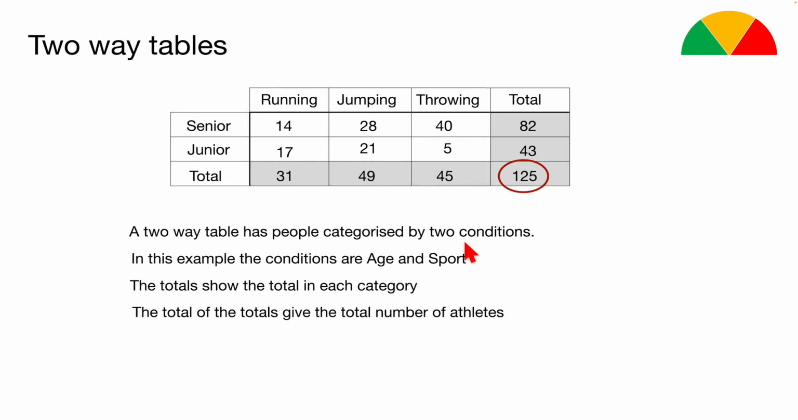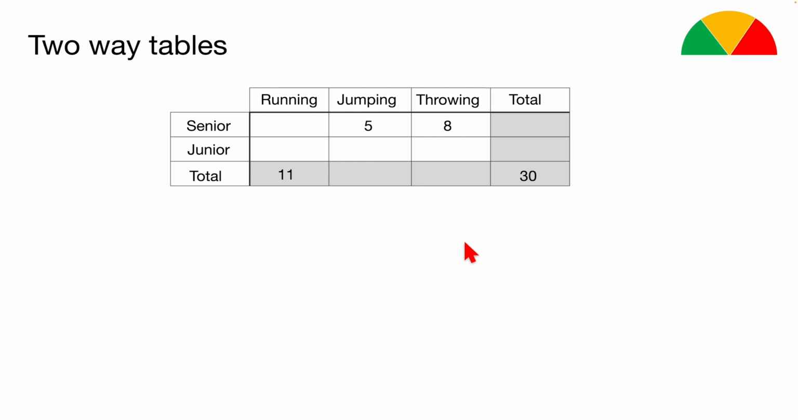So, let's see what we do when we get a problem. We're given a half-completed table and we are told to complete it or find one particular element in it. We might get a clue like this: there are twice as many seniors as junior athletes. Well, these are the totals, so this number is twice as big as this number, and they both add up to 30. So with a bit of jiggery-pokery, we can see that that's 20 and that's 10.